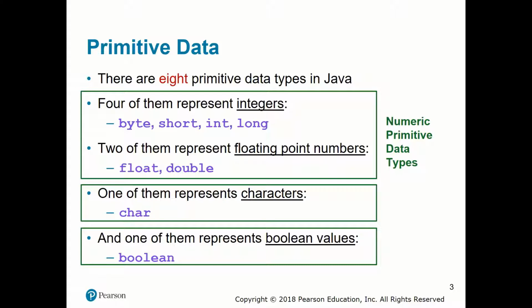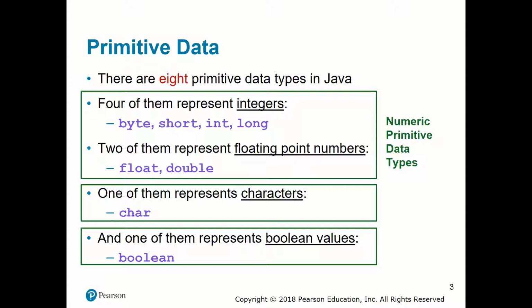There are 8 primitive data types in Java. Among them, 4 are integer types. They are byte, short, int, and long. That is, when storing an integer, you must declare the data type from one of these. And there are 2 data types for floating point numbers. They are float and double. These 6 are numeric primitive data types.